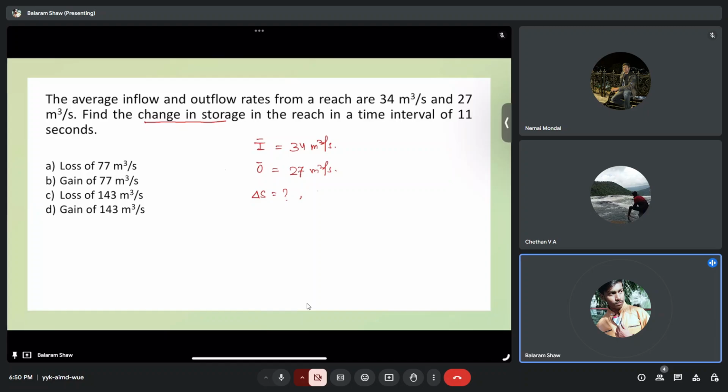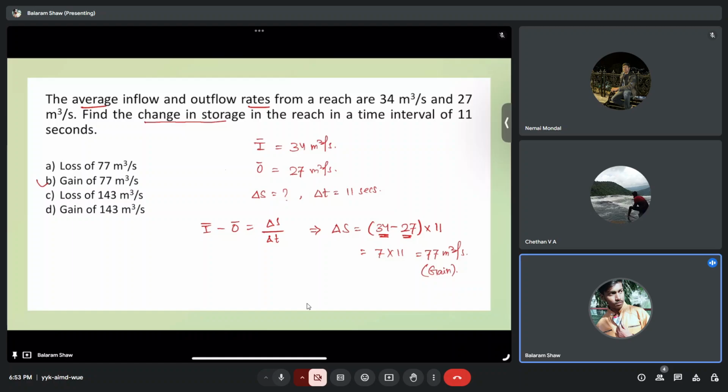Here you can see that the average inflow rate is higher than the average outflow rate, right? So the change in storage will be a gain. Because if you have more inflow than outflow, the storage will be more, or you can store more water, and hence we have a gain of 77 meter cube per second. Hence the answer will be B, that is a gain of 77 meter cube. Okay.